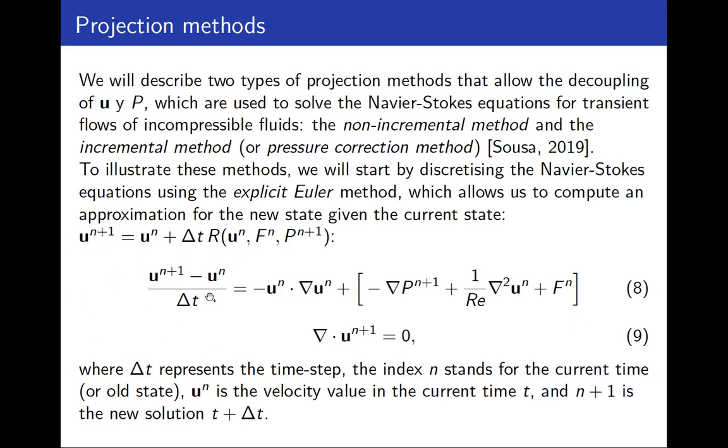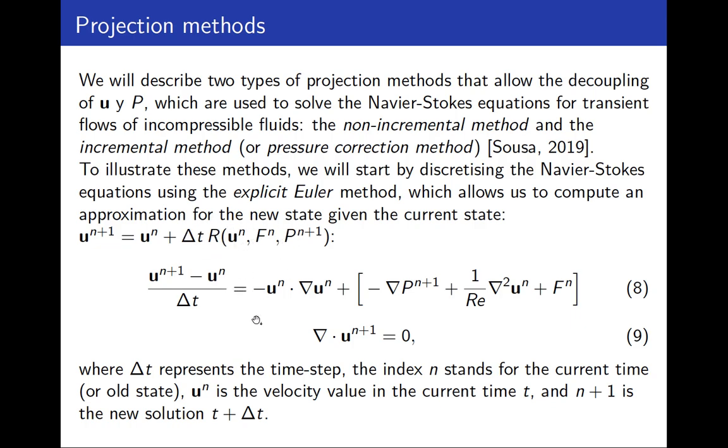In the explicit Euler method, our goal will be to find the new value of the velocity at the new time, which will be t plus delta t. So this n plus 1 means the value of the velocity at this time. In order to estimate u n plus 1, we will be using the information that we obtain at the current time or at the old state.